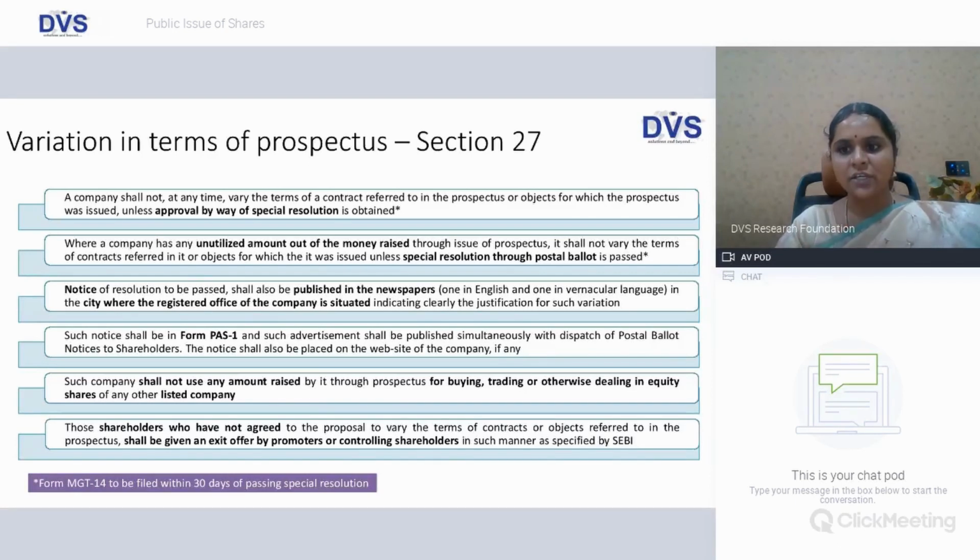And this notice shall also be published in newspapers, both in English and vernacular, and such notice shall be filed in the form prescribed by MCA. The company shall not utilize such amount raised for the purpose of buying, trading or dealing in any equity shares of any other listed company, and for the shareholders who have not agreed to such variation, the company shall provide an exit offer along with such other terms and conditions and exit price as prescribed by SEBI.